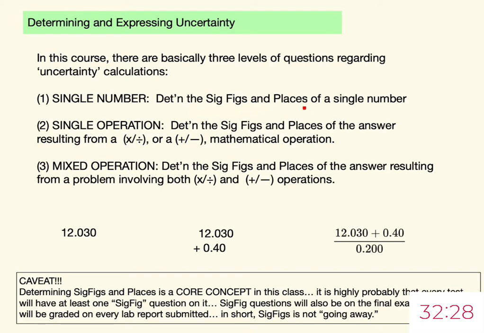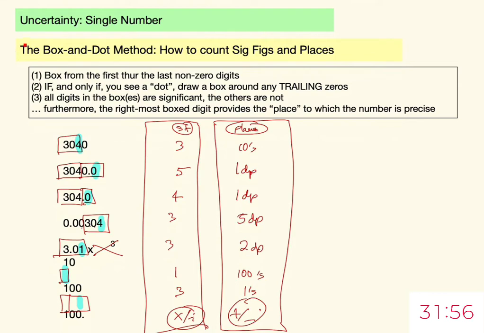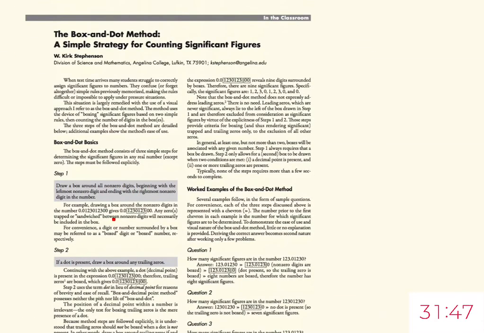I can look at a number anyone writes, anywhere in the world, and I can basically tell how good that measurement was. Okay, so there are 3 types of measurement uncertainties you're going to need to know about. The simplest one is for a single number: give you a number, how many sig figs? An operation, that is where you multiply, divide, or add, subtract. There's videos on that. And then a mixed operation, which is basically where you have at least 1 multiply or divide, and you have at least 1 addition or subtraction. There are some examples of each of those. Sig figs, to do a single number, I would just use the box and dot method. That was taught on a couple of videos.